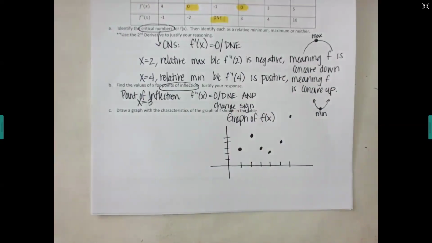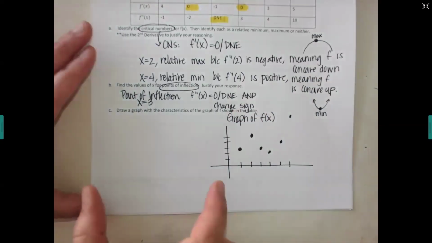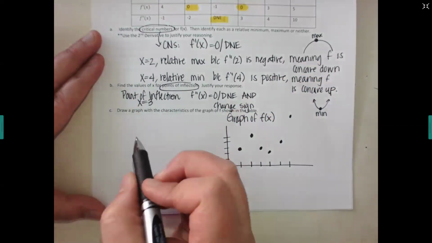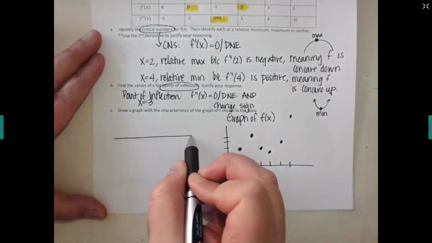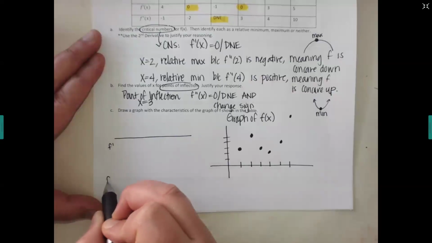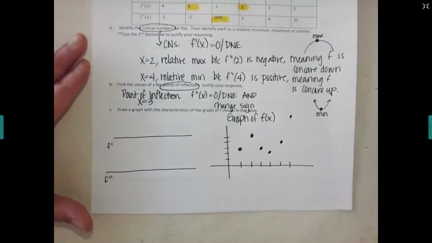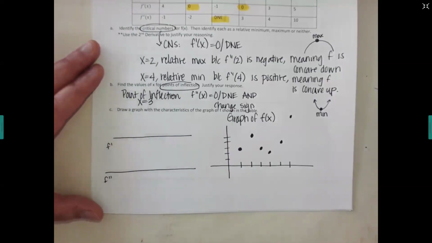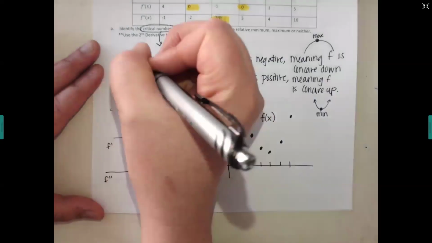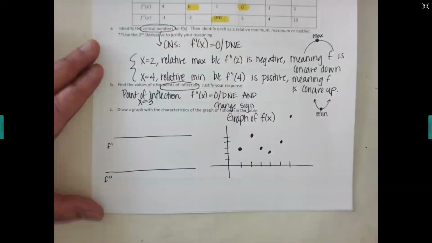So here's what I'm going to have you do. We're going to use the table to make a first derivative test and a second derivative test. We're going to do it over here on the side. So give me an F prime line and then an F double prime line. Now, let's go back to our information we already did in part A. What were my critical numbers for the first derivative test? This is for part A. 2 and 4, very good.